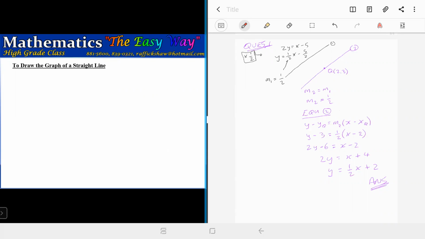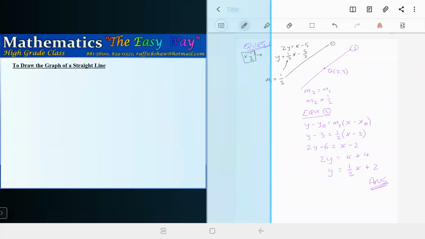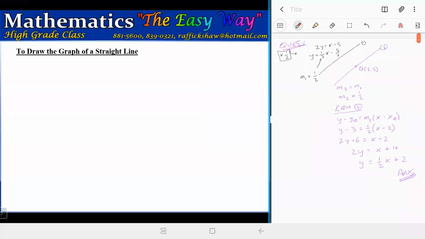How do you draw the graph of a straight line? There are two ways really. The second of the two ways is something you're not going to see in a lot of places. I don't know if any teacher actually teaches that other way. It's very easy and very useful, but not a lot of people show students that other way. So let me just go through it.